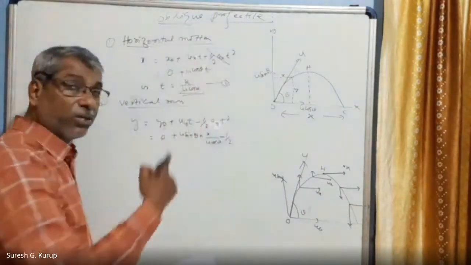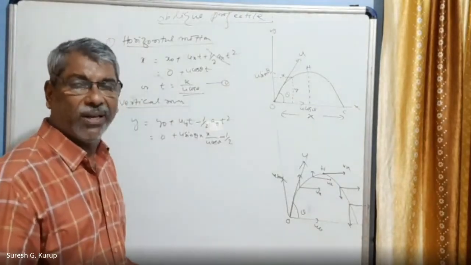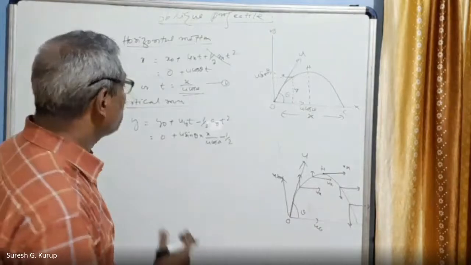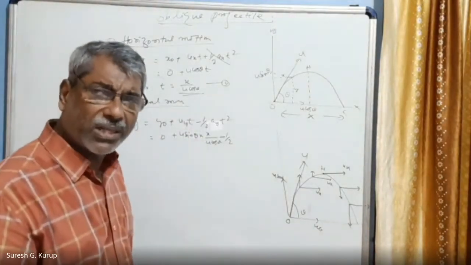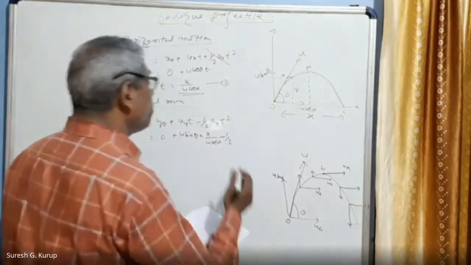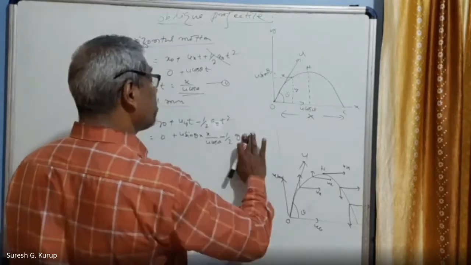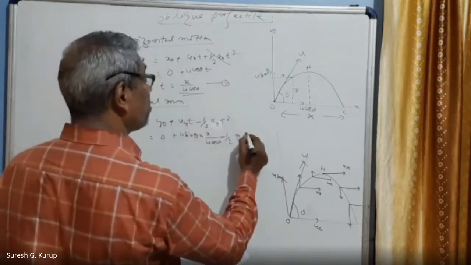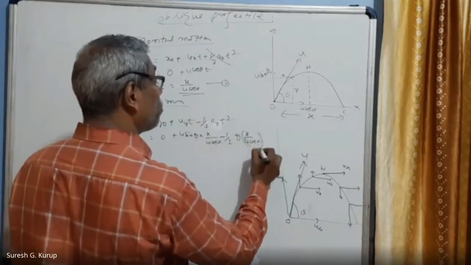because the body is moving in the upward direction and the acceleration due to gravity is acting in the downward direction, right? In this case velocity is taken as positive and acceleration is taken as negative. This kind of thing can happen, no problem, right? Therefore this is minus half into ay, which is g, into t square. I can write t is equal to x divided by u cos theta, the whole square.